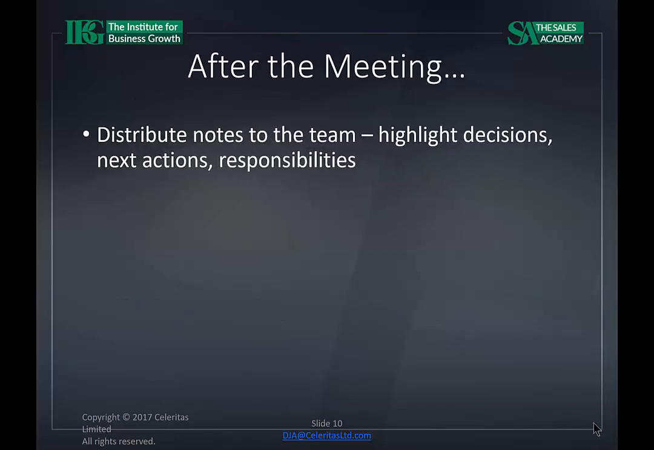After the meeting's over, after we've done all this, what I want to do is distribute the notes to the team and highlight the decisions, next steps, action items, and responsibilities. I actually put that in the email or in the summary document because I don't want people having to open up a document to read that, though I will include it in the document. And then the key is execution. You've got to follow up and you've got to follow through, especially on items that are yours.